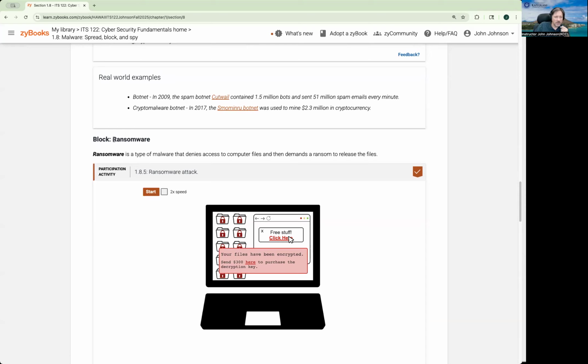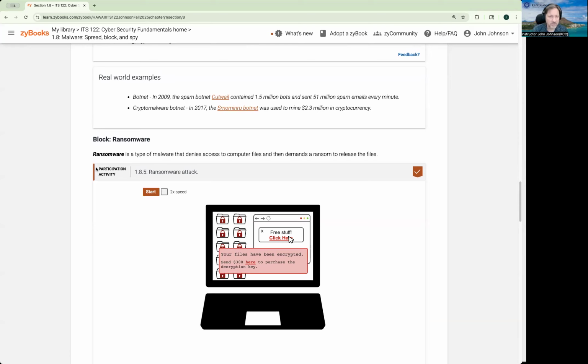So the next type of malware we're going to talk about is block malware, and a good example is ransomware. Ransomware is nasty. It's nasty, nasty, nasty stuff. So ransomware denies access to computer files and then demands a ransom from people in order to release the files.